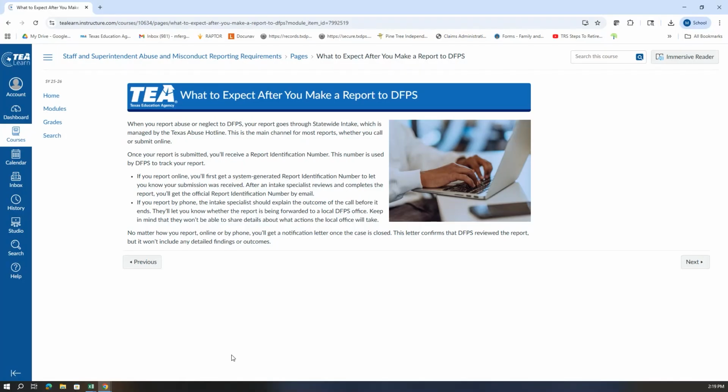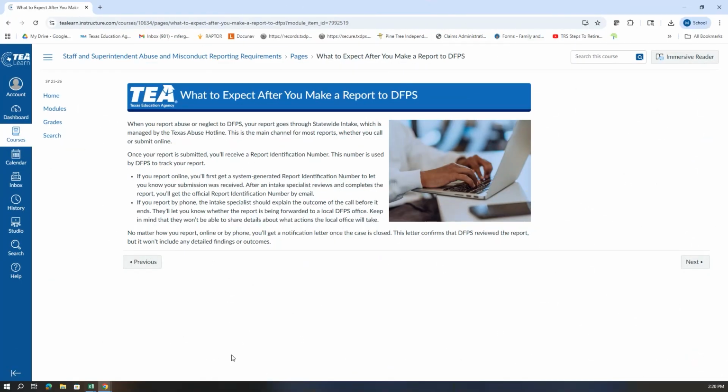If you report online, you'll first get a system-generated report identification number to let you know your submission was received. After an intake specialist reviews and completes the report, you'll get the official report identification number by email. If you report by phone, the intake specialist should explain the outcome of the call before it ends. They'll let you know whether the report is being forwarded to a local DFPS office. Keep in mind that they won't be able to share details about what actions the local office will take.